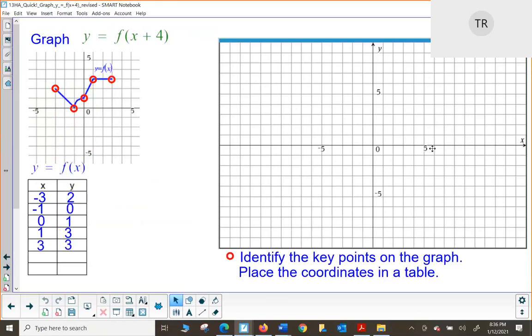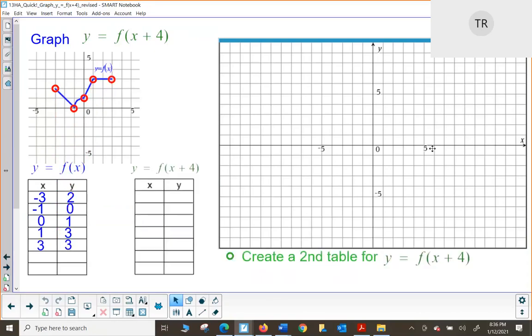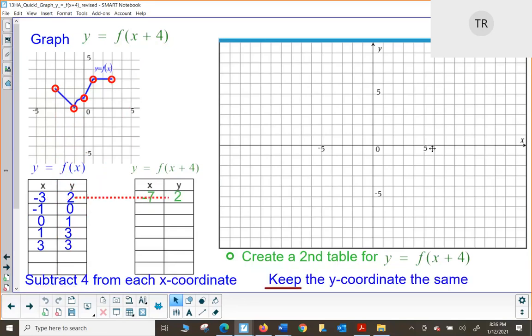And now I'm going to create a second table for the function I want. That +4 is going to make me subtract 4 from each x coordinate. That's what we've learned about horizontal shifts. When I subtract 4 from -3, I get -7, but I keep the y coordinate the same. And then I plot (-7, 2). -1 minus 4 is -5, keep the 0, (-5, 0), and so on. I'll just zip through. I think you can trust me on this one.